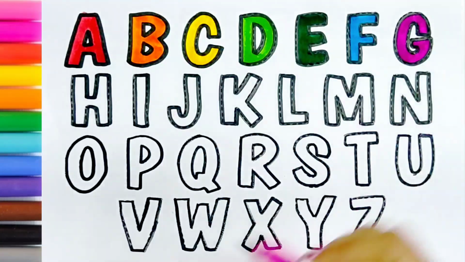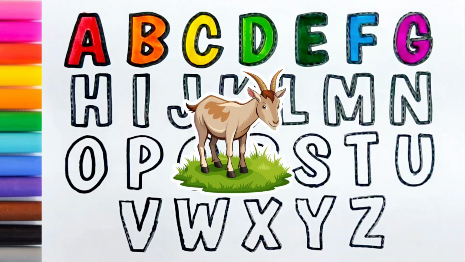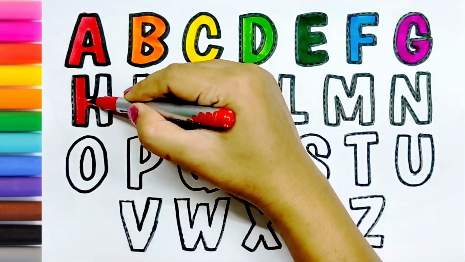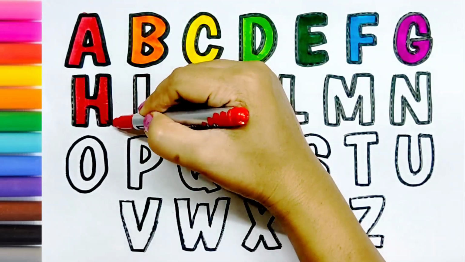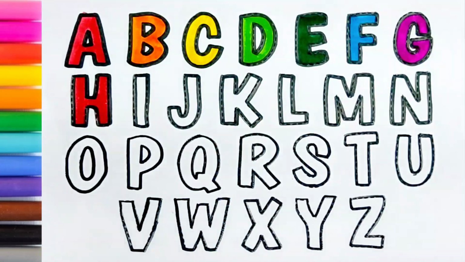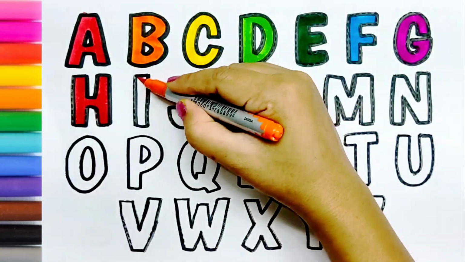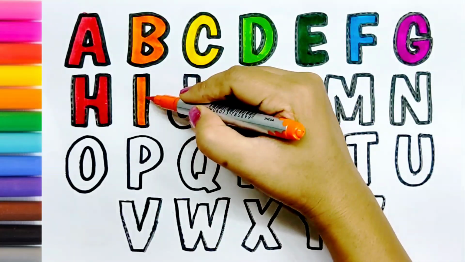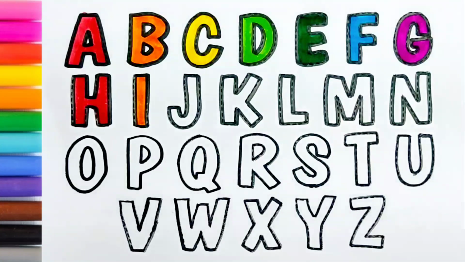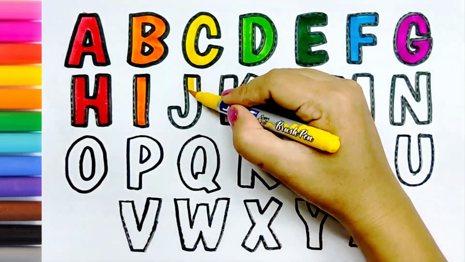G for goat. Red color. H for hen. Orange color. I for igloo. Yellow color.